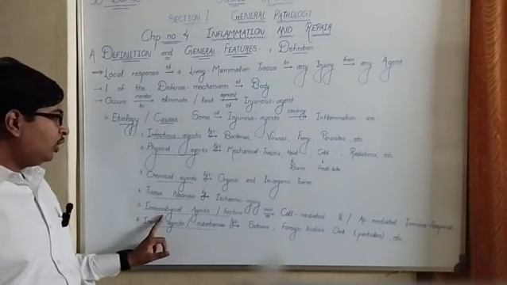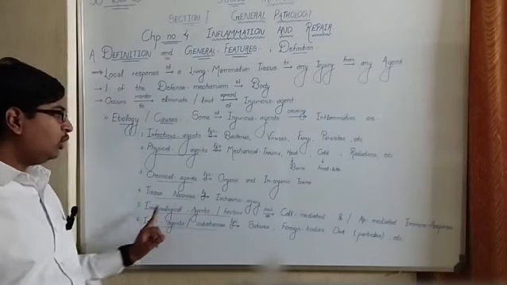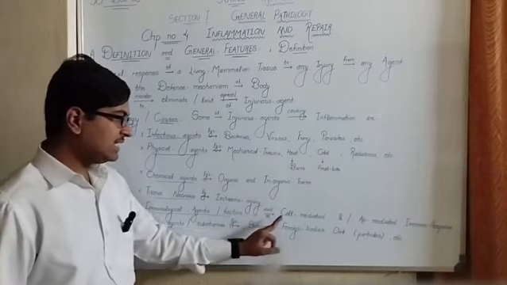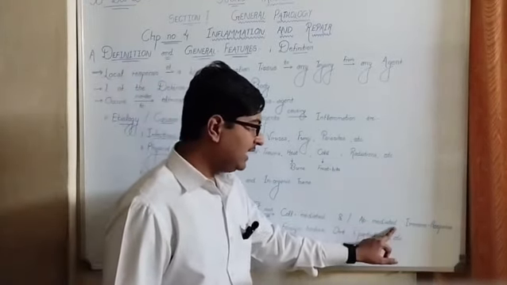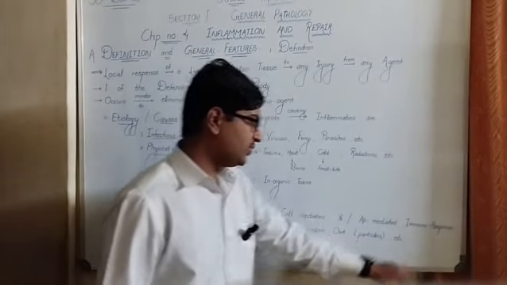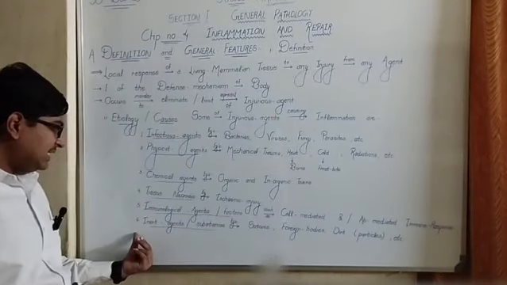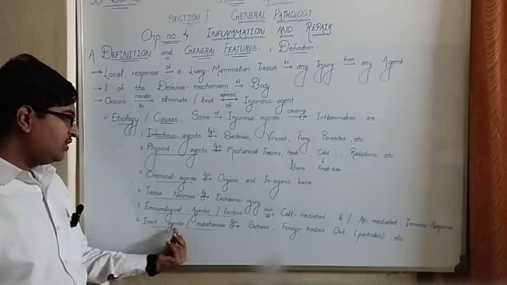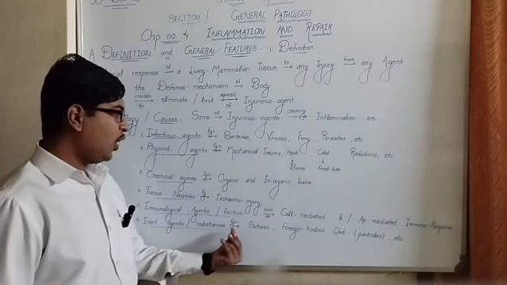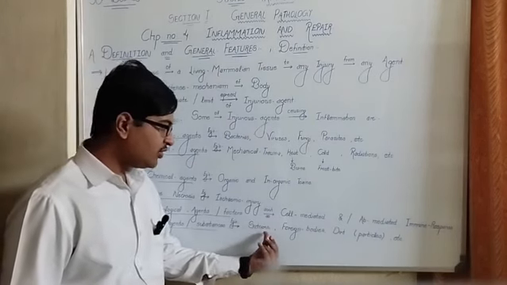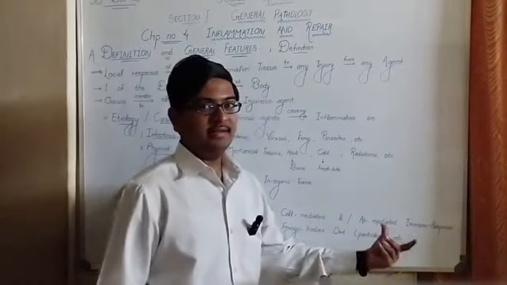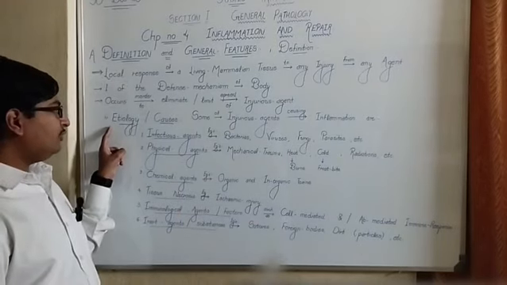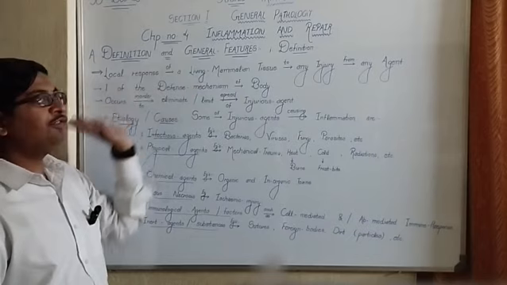Fifth, immunological agents or immunological factors such as cell-mediated or antibody-mediated immune response. And sixth, inert agents or inert substances, for example sutures, foreign bodies, dirt, particles, etc. So all these are the etiological factors or causes of inflammation.